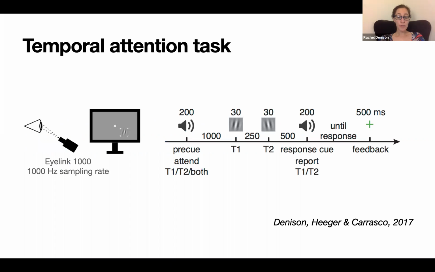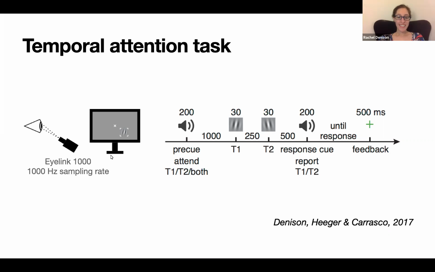We used data from one of our previous papers on temporal attention, which is the prioritization of sensory information at specific points in time. In the temporal attention task, participants were fixating on the center of a computer screen, and they were asked to judge the orientation of grating stimuli that appeared here in the lower right quadrant. The whole time we were tracking their eyes using an EyeLink 1000.